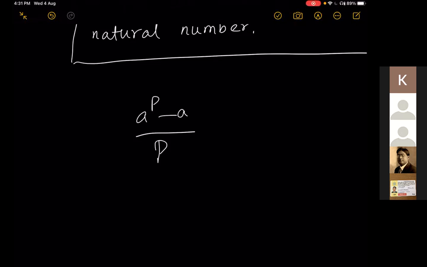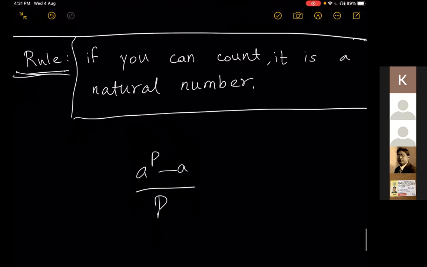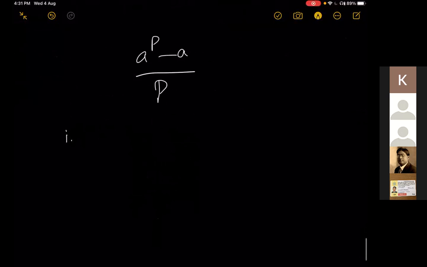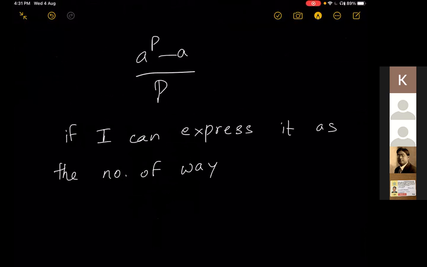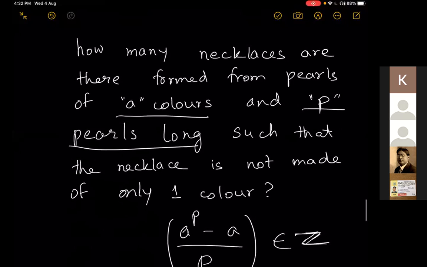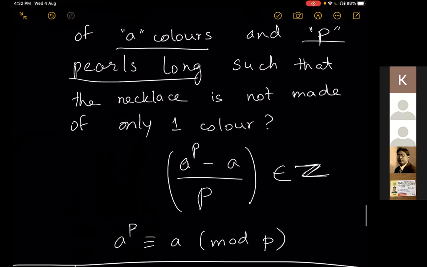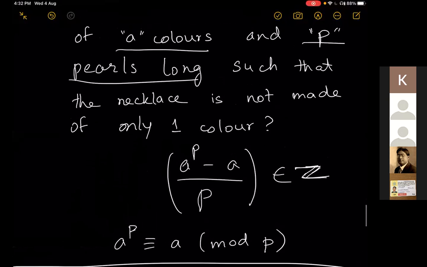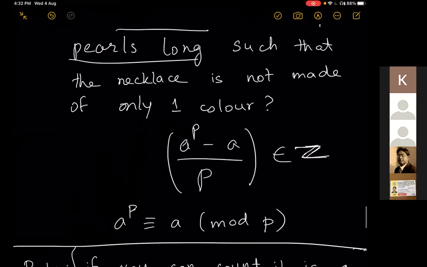You don't know. So basically, what this rule is saying is, if I can express this number as the number of ways to do something, then it is an integer. You don't need any number theory. You can do it using combinatorics only, like we did here using pearls and colors. We did not use any modulo, any induction, nothing. We just counted the number of color arrangements of pearls and proved that it is an integer.